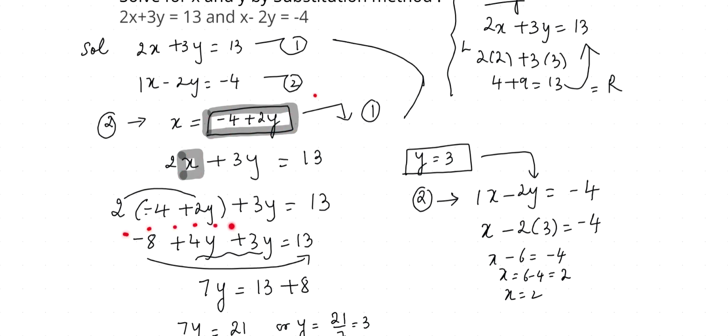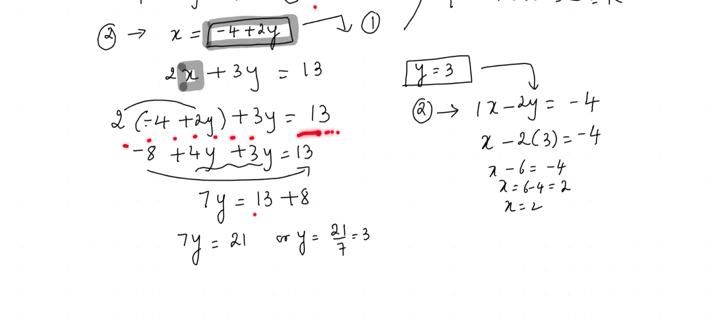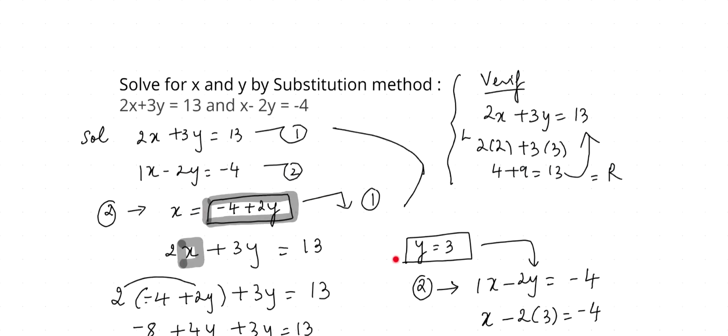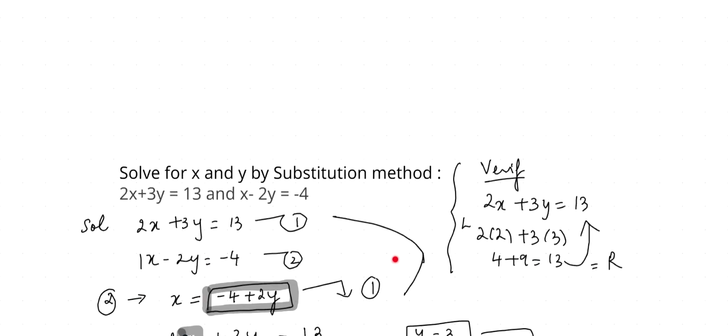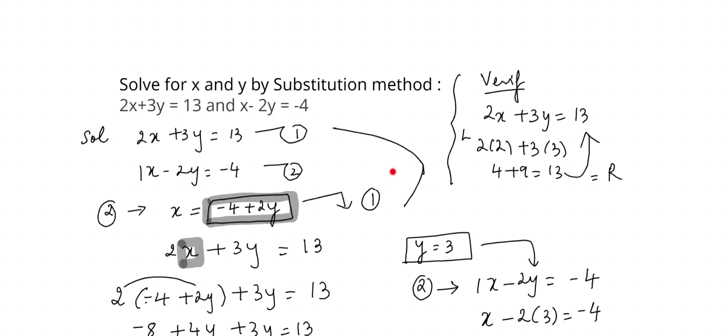You solve for y, look down. So when we solve for y, we clubbed the like terms, we solved for y, we got y is 21 over 7, which is 3. Now that I know the value of y is 3, you can substitute 3 in equation 1 or equation 2. The choice is yours, and you will get the corresponding value of x.